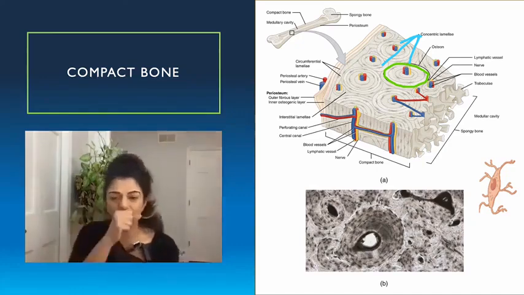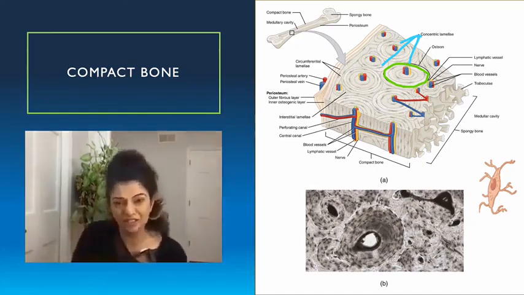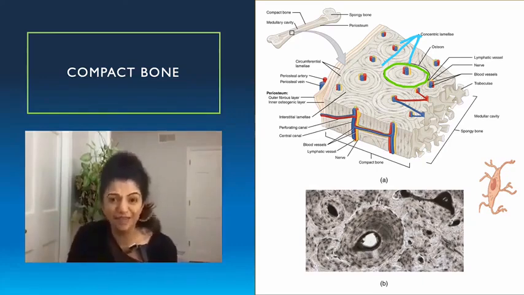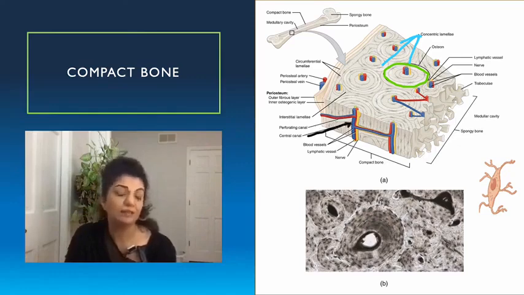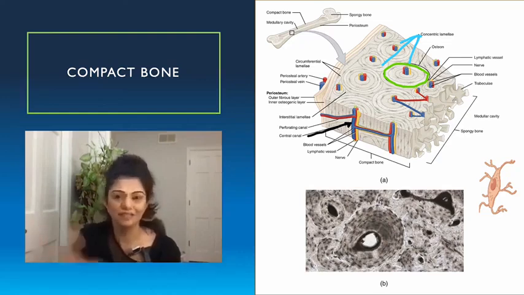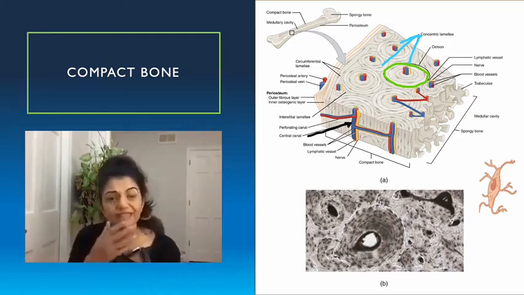Now, each osteon is composed of concentric rings of calcified matrix called lamellae. And running down each of these osteons is a central canal, or Haversian canal, right, which contains blood vessels, nerves, and lymphatic vessels. Now, these vessels and nerves are very important because obviously they supply the bone.